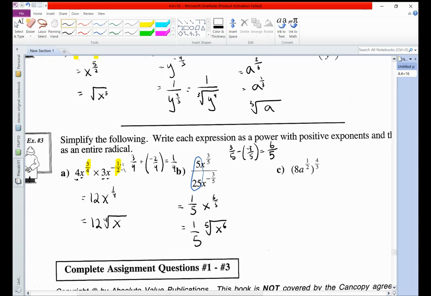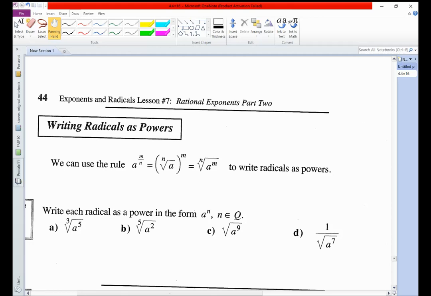Okay, let's go on to the next one. These examples are getting more and more complicated, but as long as you follow the same rules, you will be totally okay. So this is what I was talking about earlier. All of these are equal to each other. Something good to remember. And you can use this rule to now write radicals as powers.